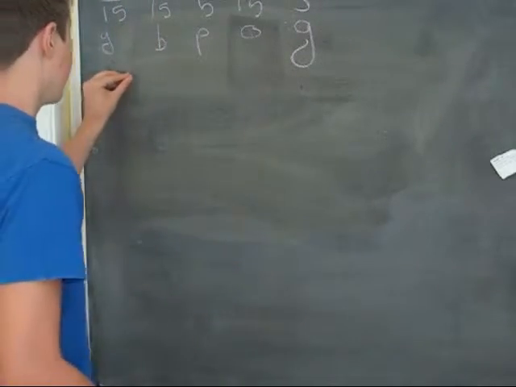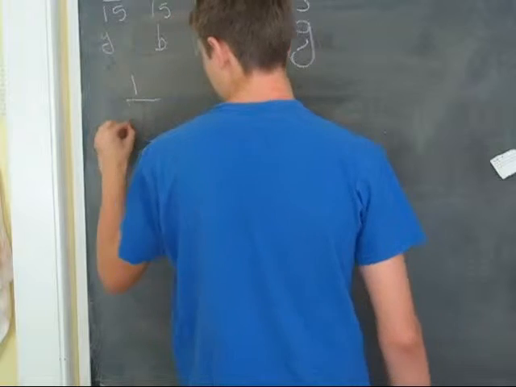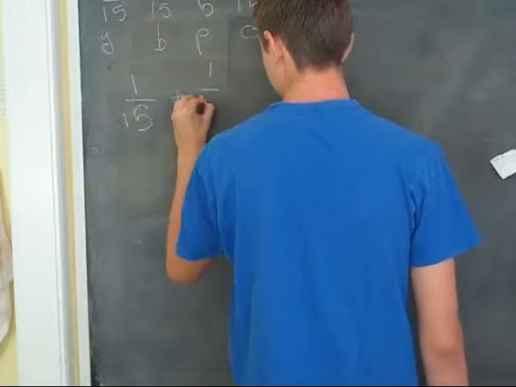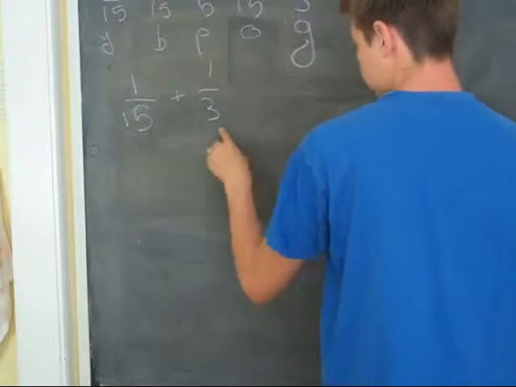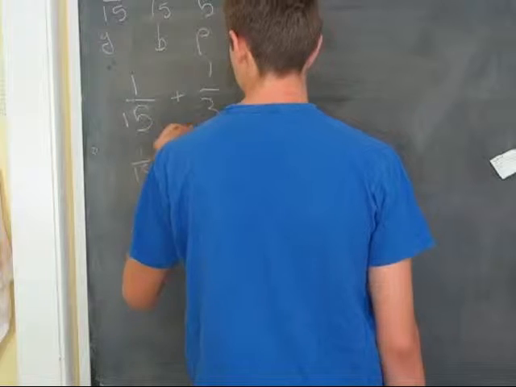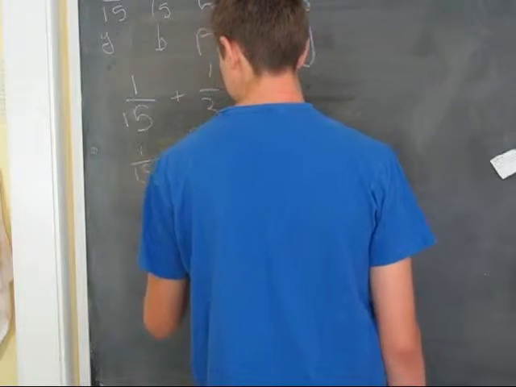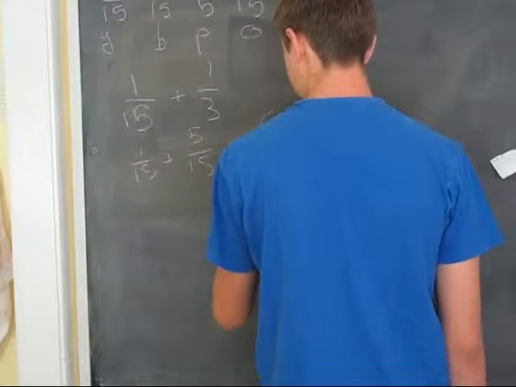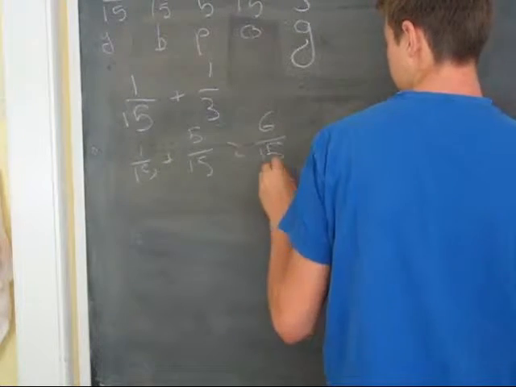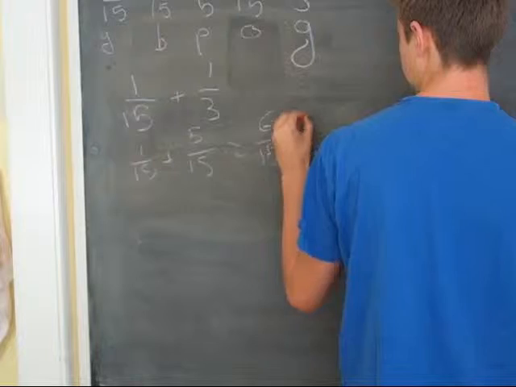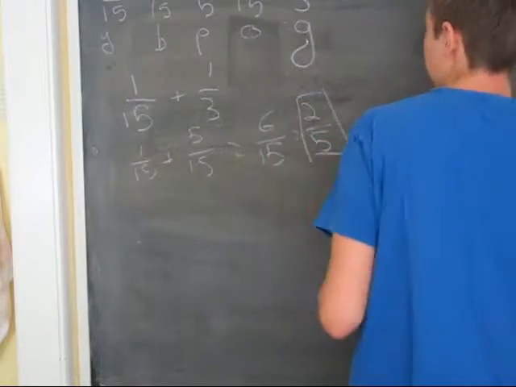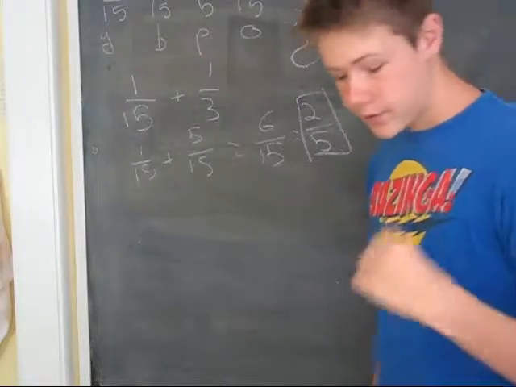So, 1/15 for the yellow, and we're adding it to the 1/3 of the green. We can just multiply this by 5, so that's 1/15 plus 5/15, and that is 6/15, which is simplifiable by 3, so that is 2/5. So the probability of getting either green or yellow is 2/5.